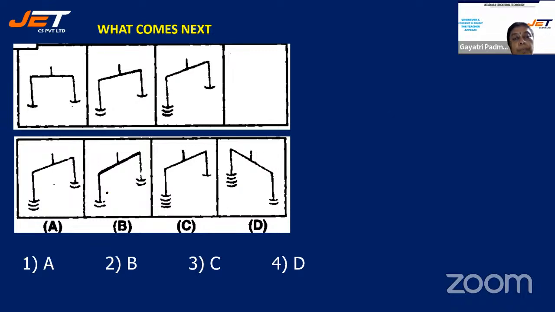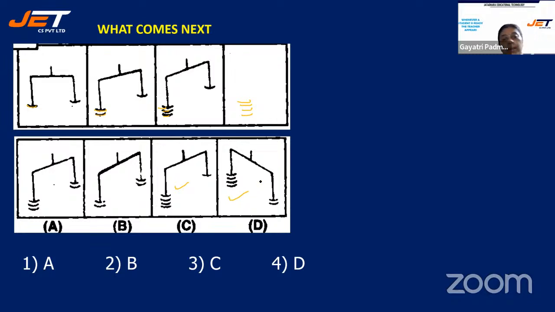All right. See the first figure. You have only 1. The second one, you have 2. Third one, you have 3. So the fourth one, you should have 4. Am I right? So wherever is 4, you lock it. So we have narrowed down to C and D because C and D have 4.